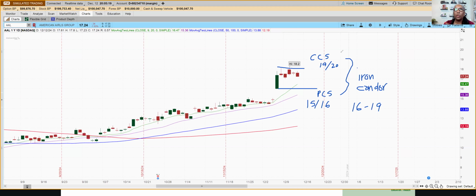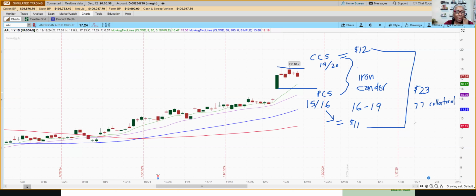The good thing about iron condors is, let's say on this side, you get $12 in your premiums. And then in this trade, you get another, let's say we get $11 down here. Iron condor means that you're taking in premiums, you're taking in this full premium amount. And these are one spreads, so you're using $77 of collateral. So you're getting double the premiums, but you're not having to use double the collateral.